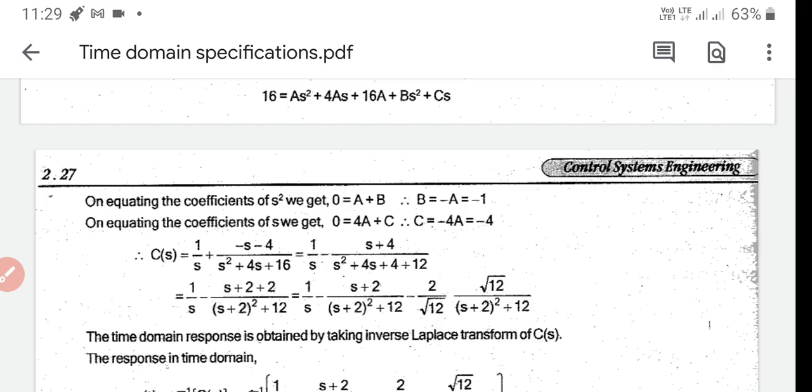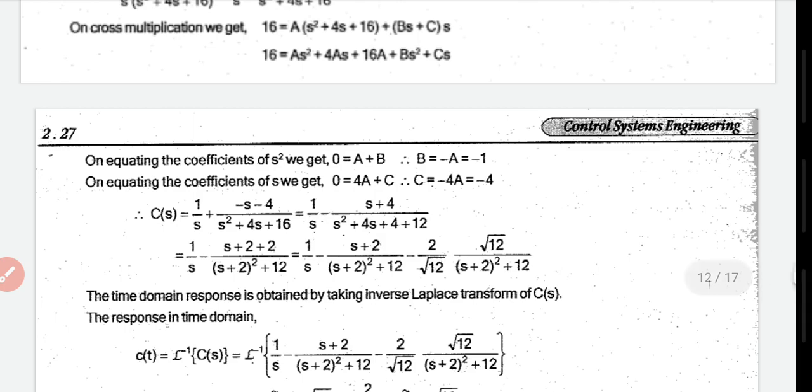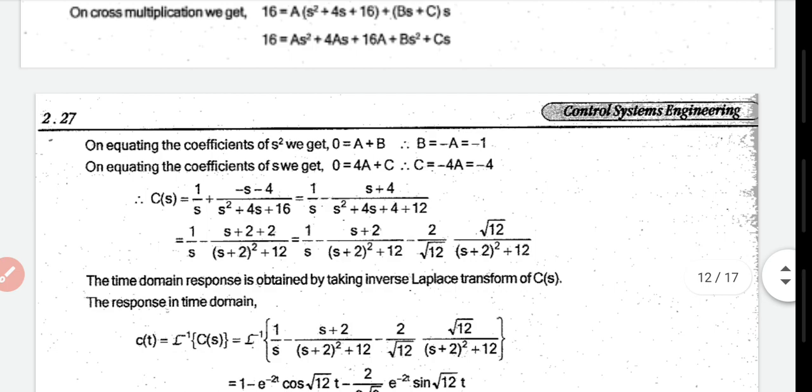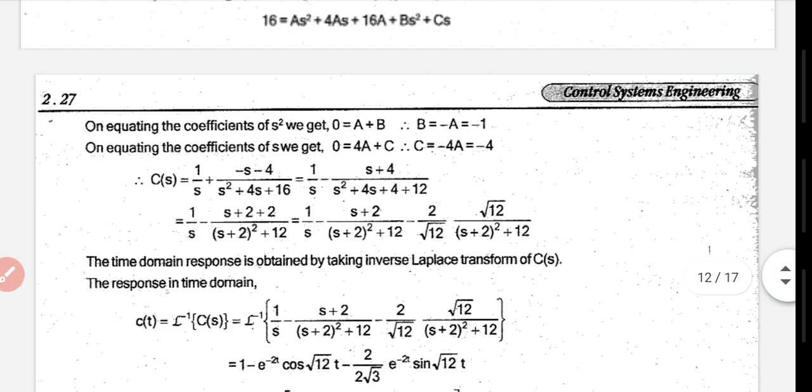Now equating the coefficients of s. What are the equations? 4a plus c is equal to 0. So c is equal to minus 4a, that is equal to minus 4. Okay, now you got the residue values of b and c. Substitute the residue values of b and c here.